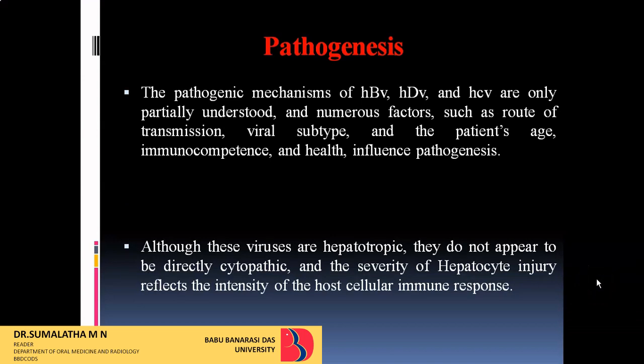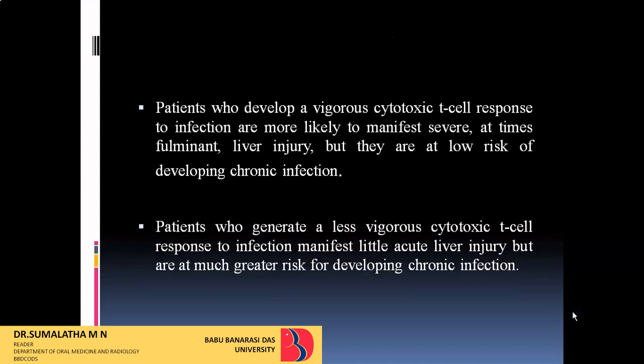Coming to the pathogenesis of these viral hepatitis, the pathogenic mechanisms of hepatitis B, D and C are only partially understood. There are numerous factors like route of transmission, viral subtype, and the patient's age, immunocompetency and health. All these factors will influence the pathogenesis of hepatitis. Although these viruses are hepatotropic, they do not appear to be directly cytopathic, and the severity of the hepatocyte injury will always reflect the intensity of the host cellular immune response.